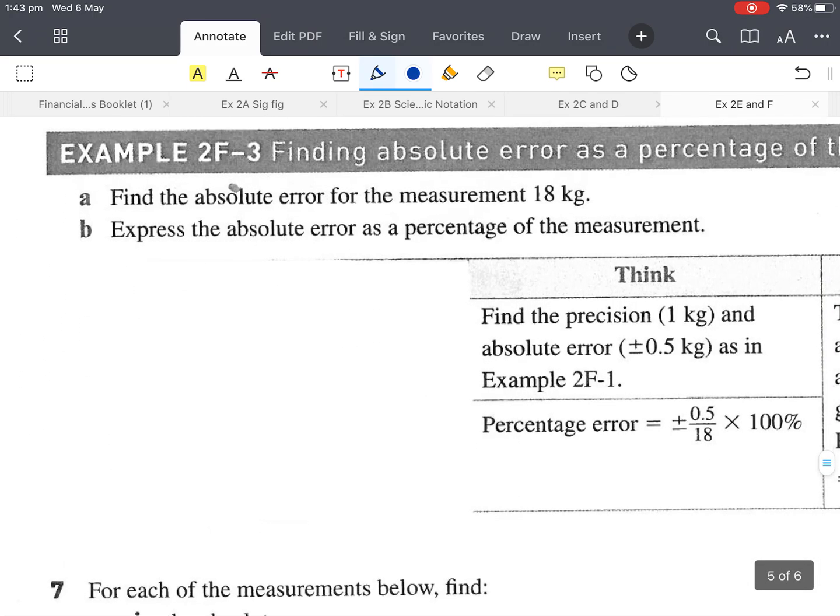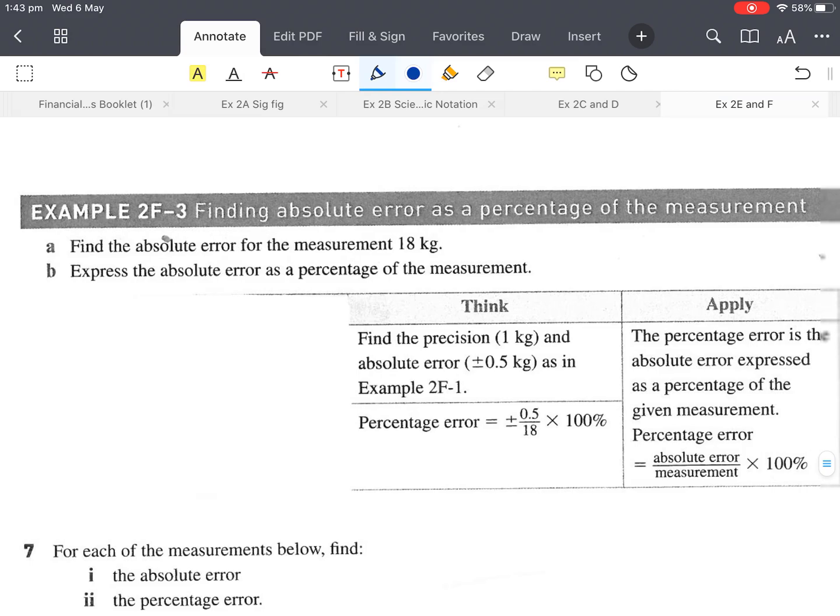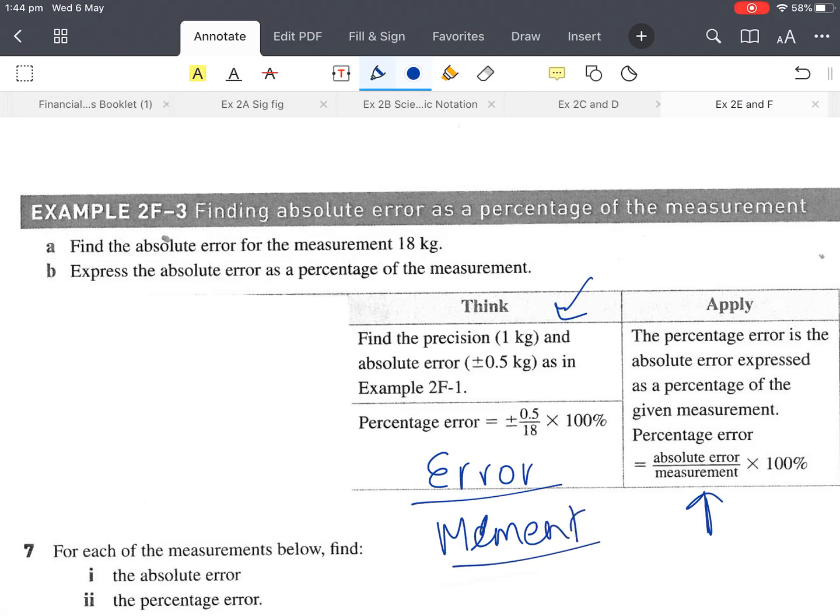Okay, here's example 2F3, finding the absolute error as a percentage. So I've also given you a video on percentage error within Google Classroom. So if you'd like to have a look at that too, be my guest. So first of all, I'm reading, it says find the precision and then the absolute error. Okay, and then all you're doing is you are basically putting the error, here it is here, over the measurement that they give you in the question. So you're pretty much doing this, and then you're timesing by 100.